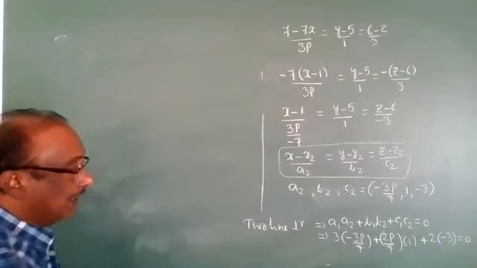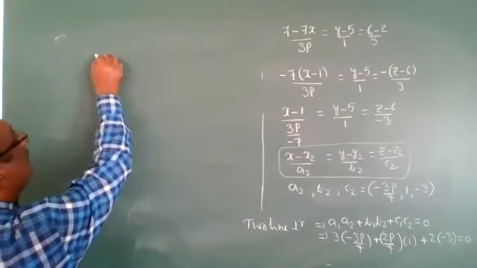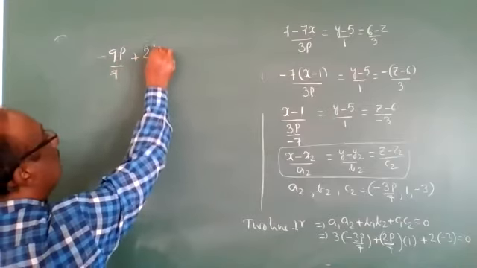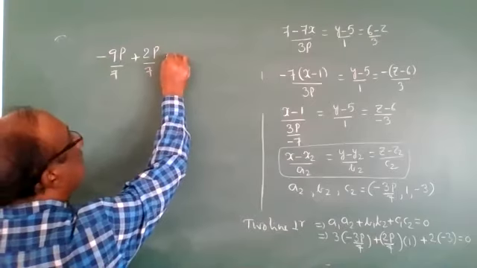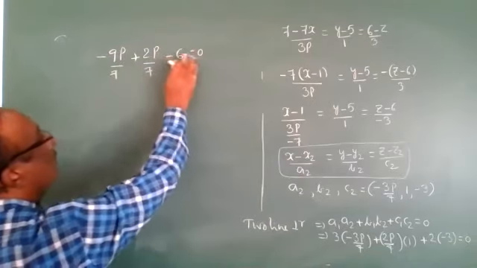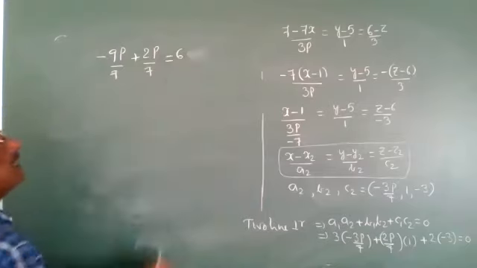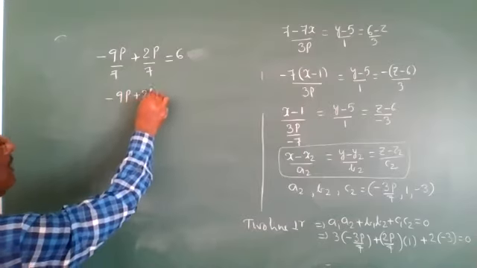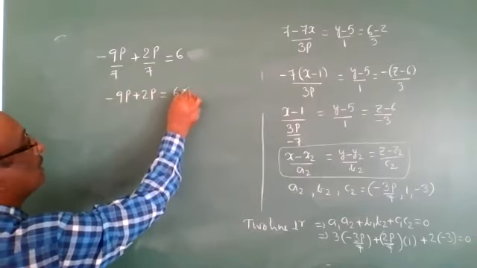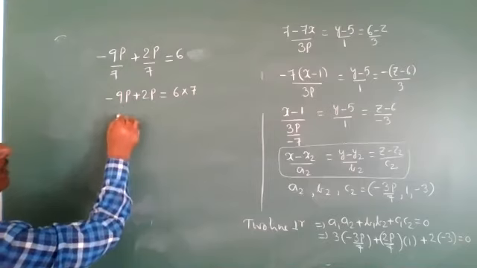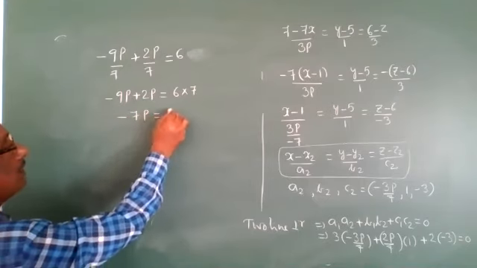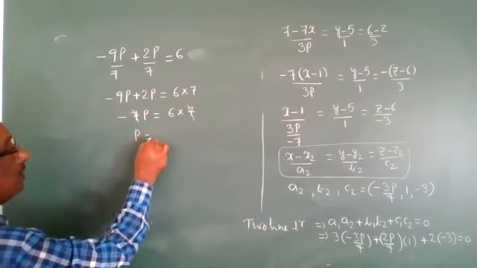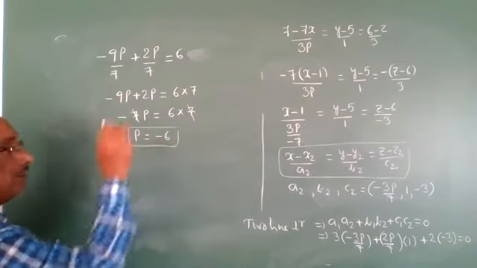Minus 3p times 3 is minus 9p. Minus 9p by 7 plus 2p by 7 minus 6 is equal to 0. Bring minus 6 to the right side, plus 6. Minus 9p plus 2p, with LCM 7, cross multiplication: minus 7p is equal to 6 into 7. 7 is cancelled. p is equal to minus 6. Completed, p value.